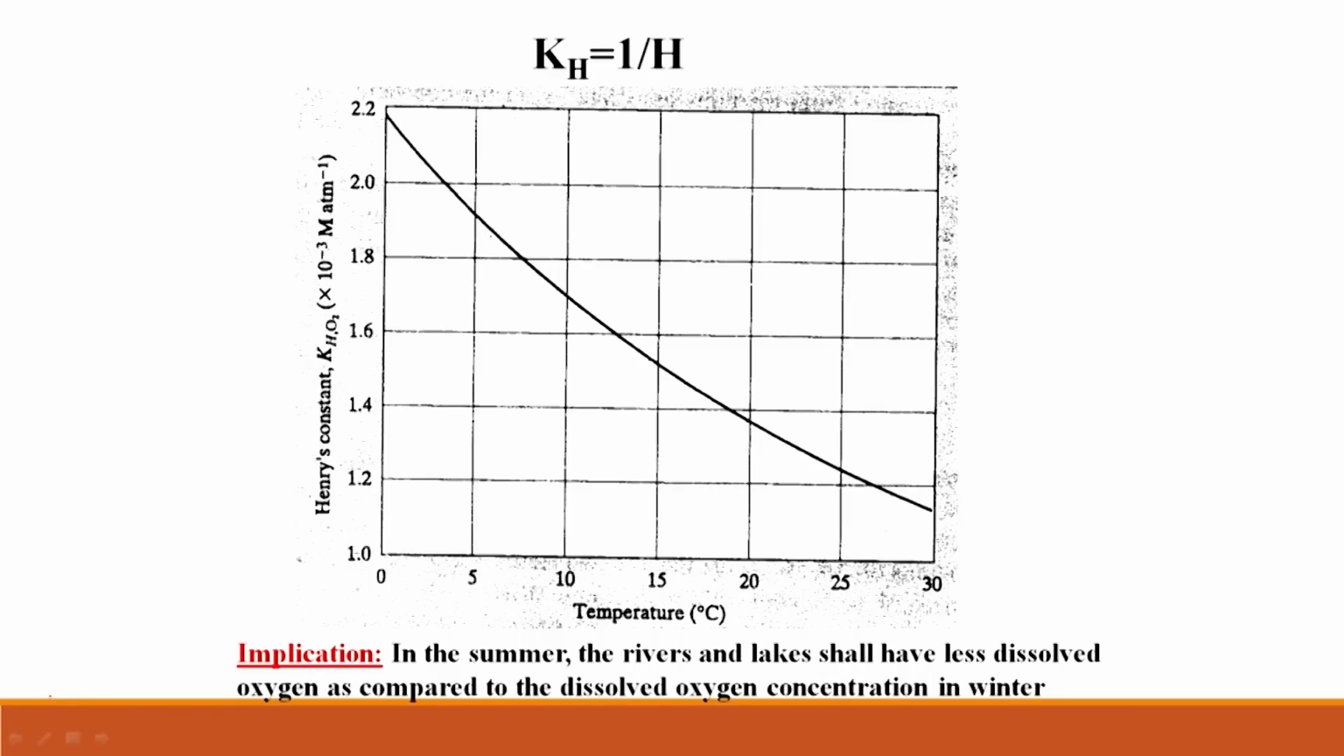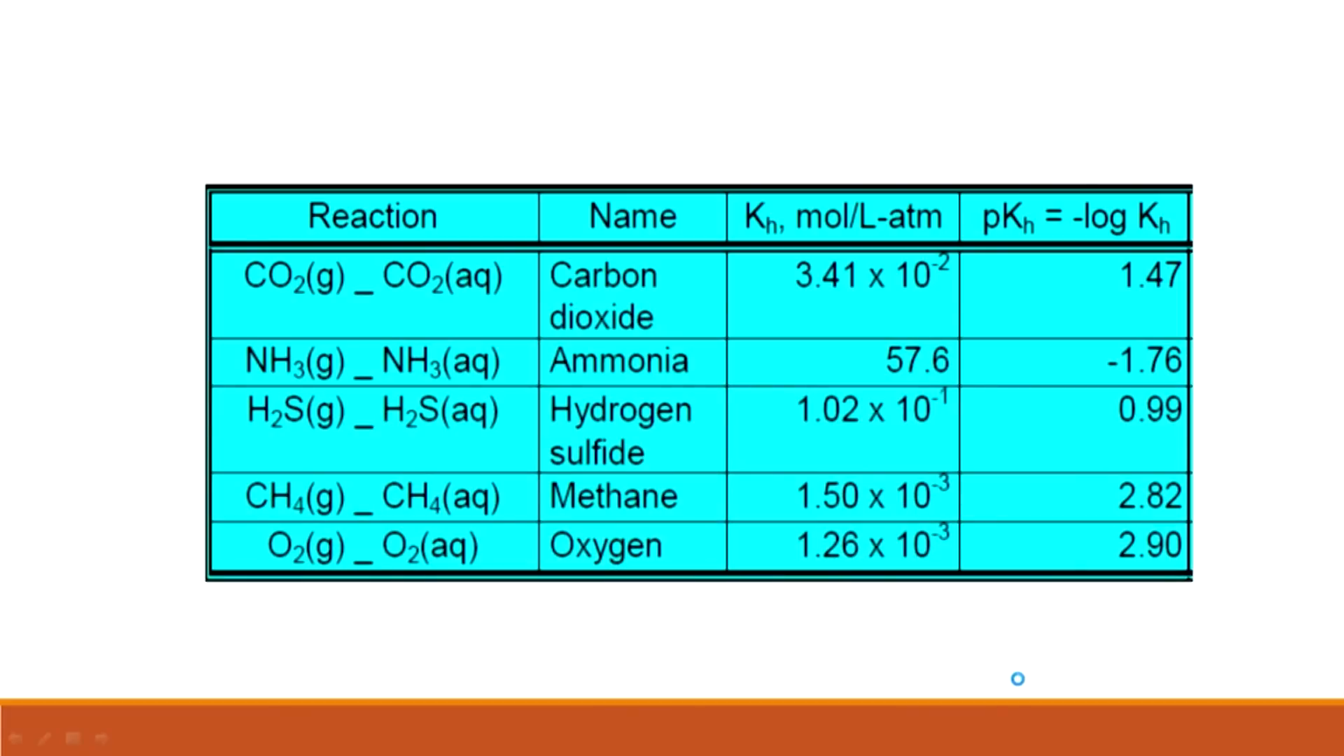So, you are going to have typically anaerobic conditions prevailing if you have organic content during summers, or relatively quickly you are going to reach anaerobic conditions. Again, what is the implication? In the summer, the rivers and lakes will have less dissolved oxygen compared to the winter. Again, that is a no brainer, but keep that in mind. So, different relevant compounds, and you have the KH out here, it is general information, we are not going to look at that.